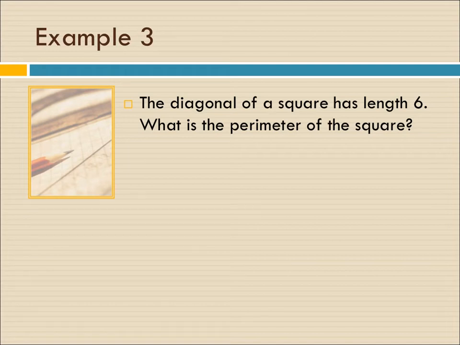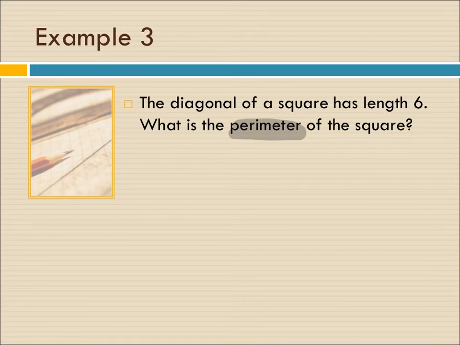Okay, let's put this to use. The diagonal of a square has length 6. What is the perimeter of the square? I don't care if you know how to do this all the way through. Let's talk about what we do know how to do. What's our strategy to even start this?